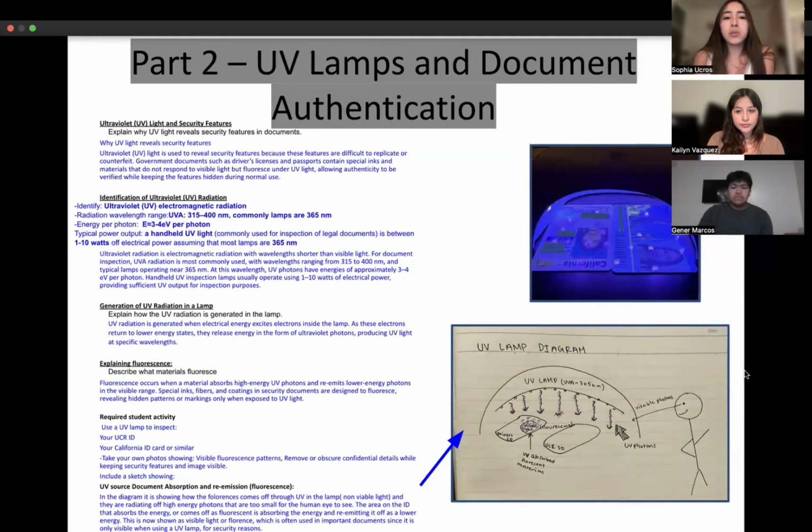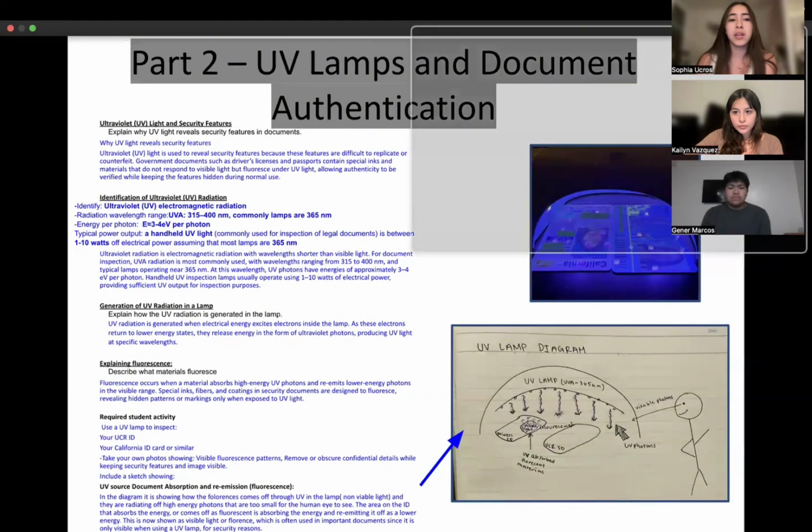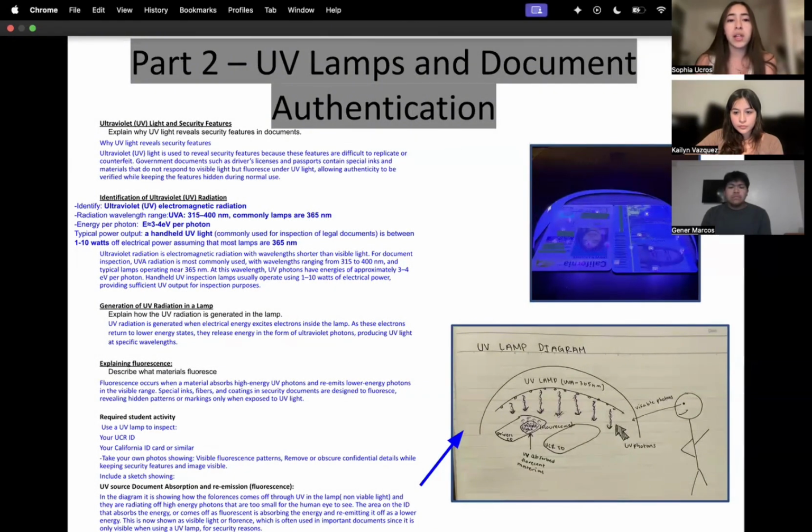This is our part two of the radiations. I did UV lamps and document authentication. UV light reveals security features in documents, but why does it do this? Ultraviolet light is used to reveal security features because these features are difficult to replicate or counterfeit. Government documents such as driver's licenses and passports contain special inks and materials that do not respond to visible light but fluoresce under UV light, allowing authenticity to be verified while keeping the features hidden during normal use.